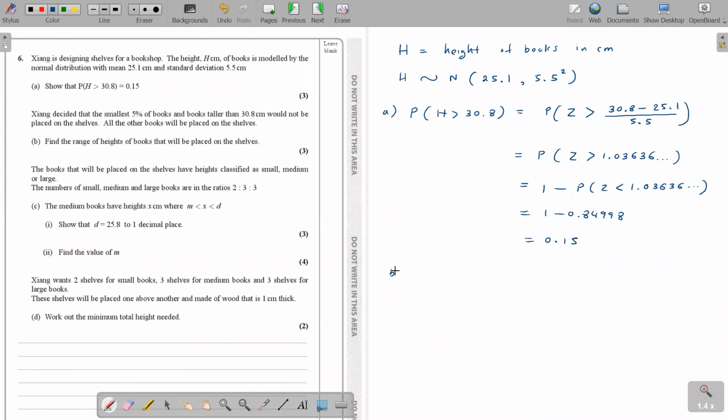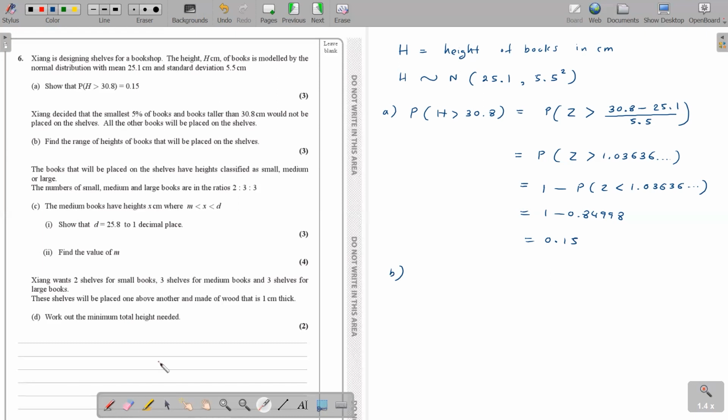Okay, part B. Siang decided that the smallest 5% of books and books taller than 30.8 centimeters would not be placed on the shelves. All the other books will be placed on the shelves. So we know that the height of the books is normally distributed, and they're telling you that the smallest 5% of the books and the books taller than 30.8 would not be placed on the shelf. So they are asking to find the range of heights of books that will be placed on the shelf.